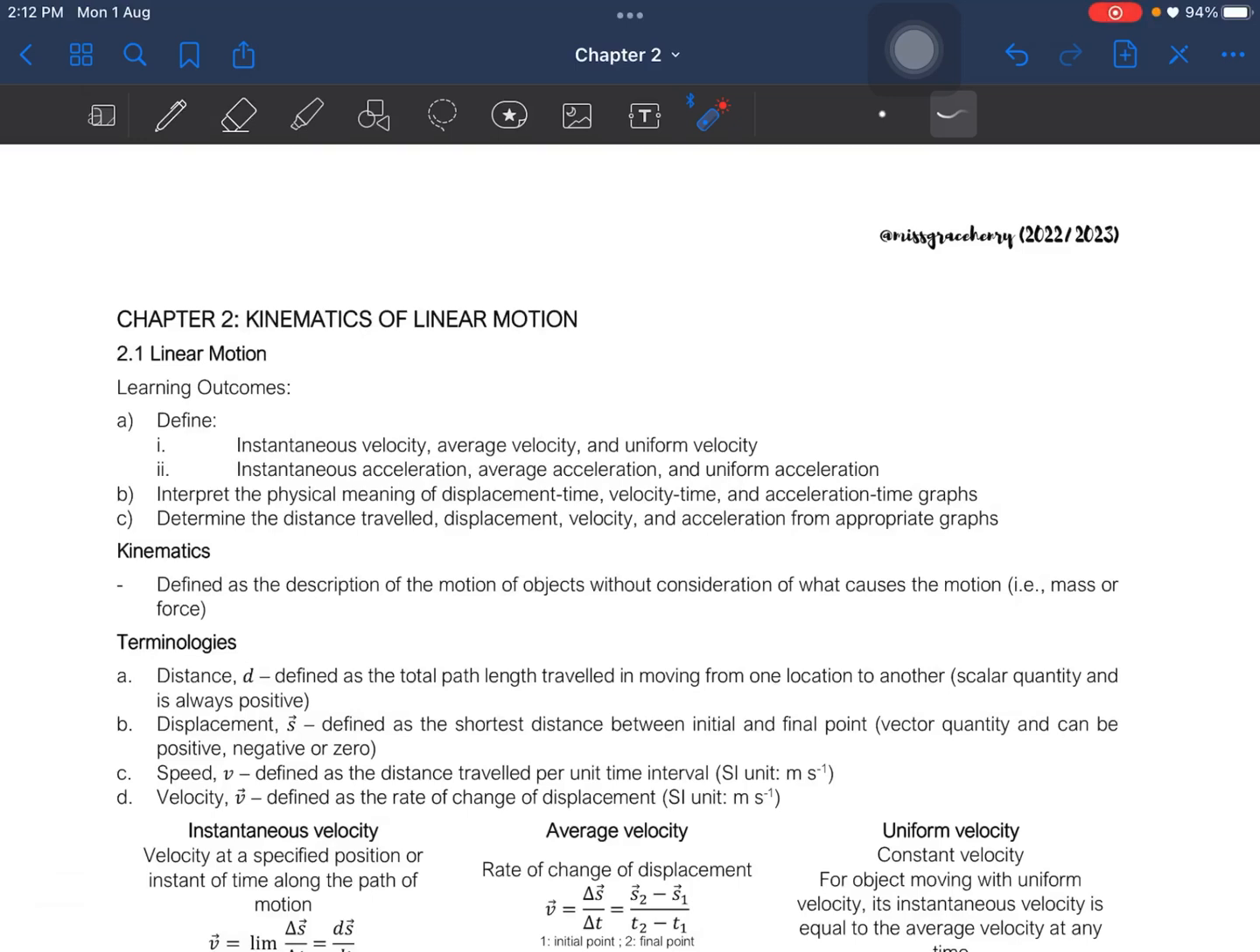Hello everybody, welcome back. So today we will be learning about kinematics of linear motion, which is in chapter 2. In this chapter there are three subtopics, and the first one is on linear motion.